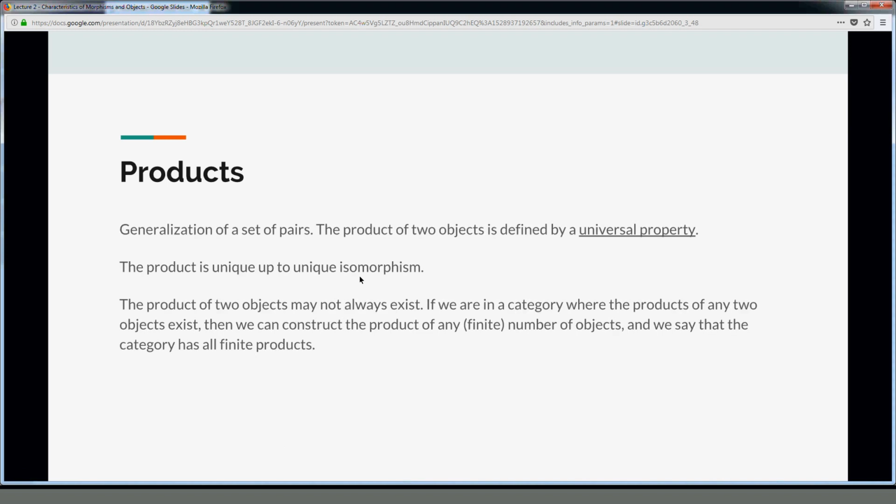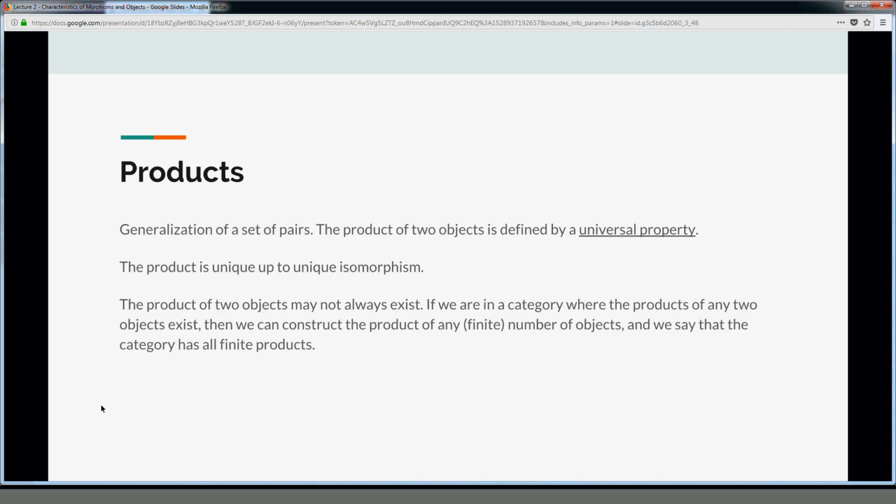Now, you don't always have a product in a category. Sometimes some pairs of objects will have a product and others won't. But in Set, for example, the product of any two objects always exists. It's called the Cartesian product, right? And if we have the product of any two objects, you can just recursively construct it, adding additional objects, to get the product of any finite number of objects. And so we say that the category has all finite products.